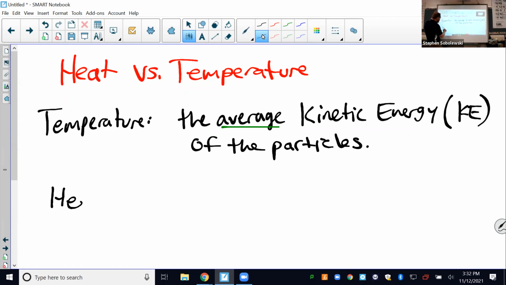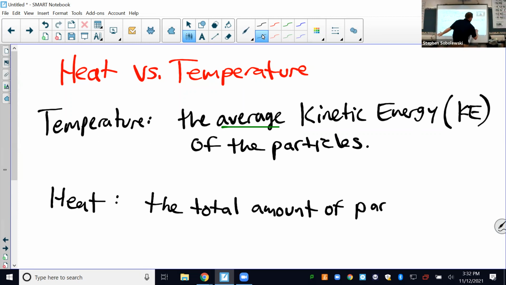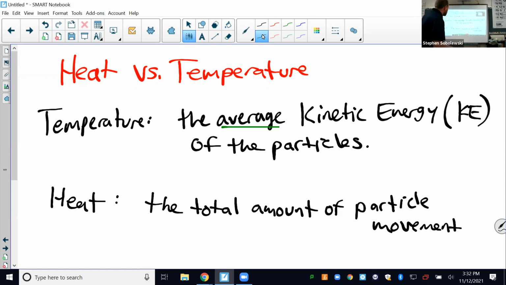For heat, it's more like the total amount of particle movement. Now, as a disclaimer, this is not the official definition of heat. You can just think of it like this. It's a good way for comparing it to temperature. And the key here is total. It's about the total amount of particle movement in a sample of matter. So heat is really hard to define. We usually only define it in terms of when it's being transferred. But again, the main thing I want to emphasize here is the average versus the total.